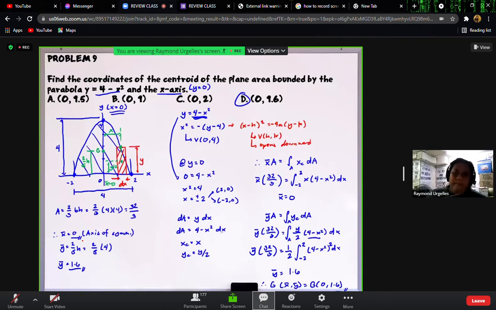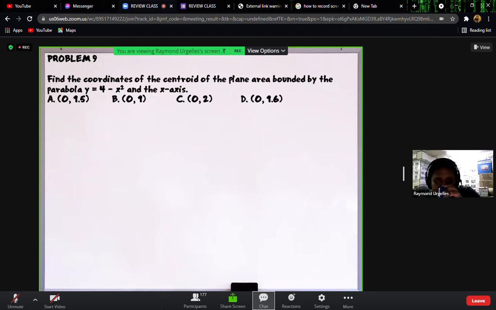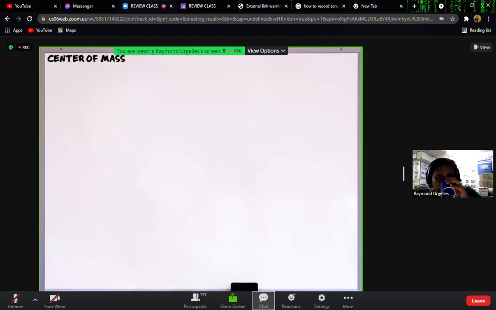So it's better if you memorize the direct formula for the centroid, because it can be used not only for the centroid but even in solid of revolution. You can also use it in other problems, like center of mass, center of pressure, fluid force, etc. Any questions so far?